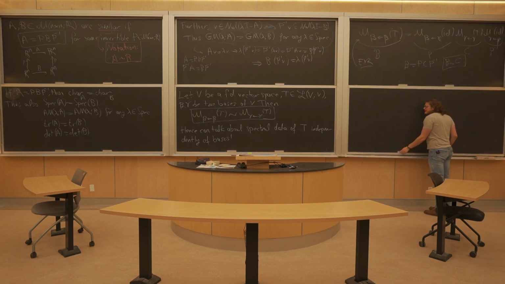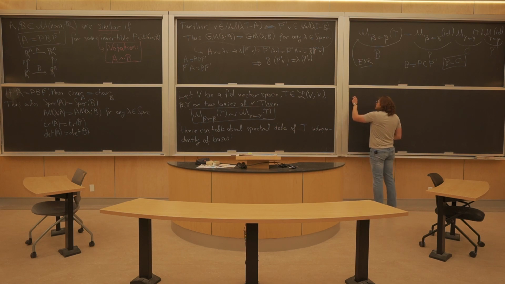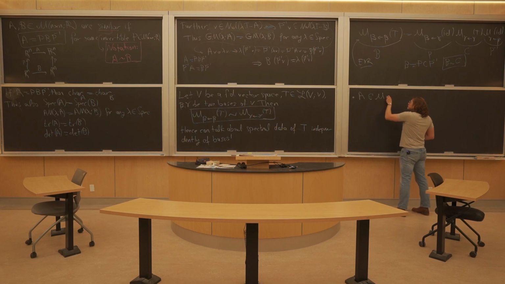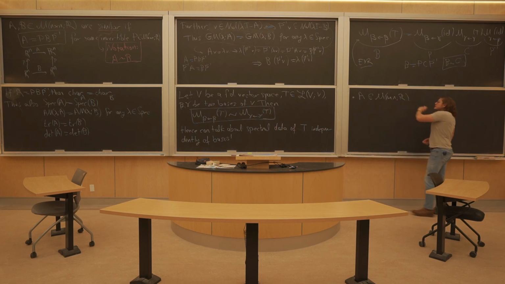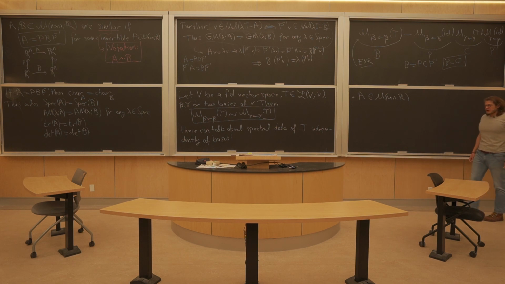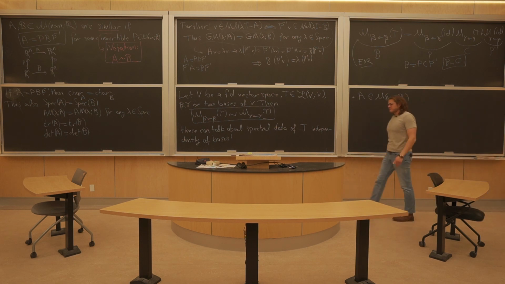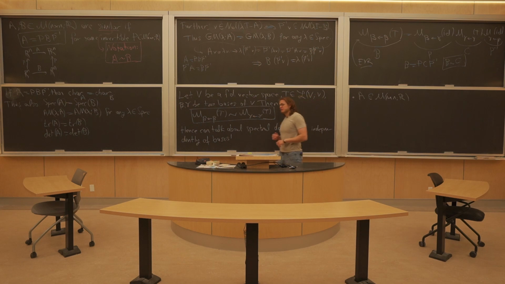But perhaps before even writing that, let me write this. We mentioned this in class, but I want to be explicit about it. If I have a matrix and if I have eigenvectors associated with distinct eigenvalues, then those eigenvectors are going to be linearly independent.